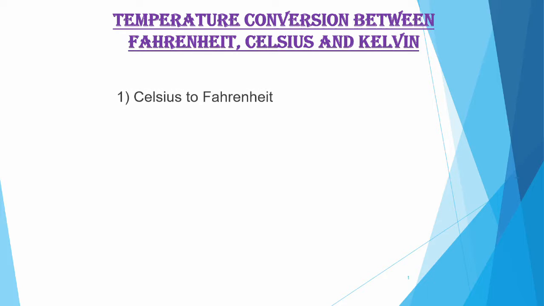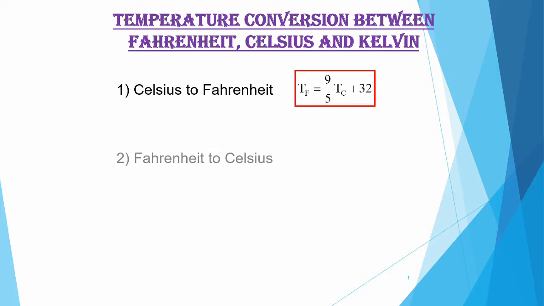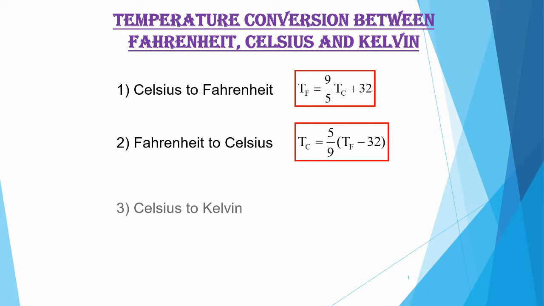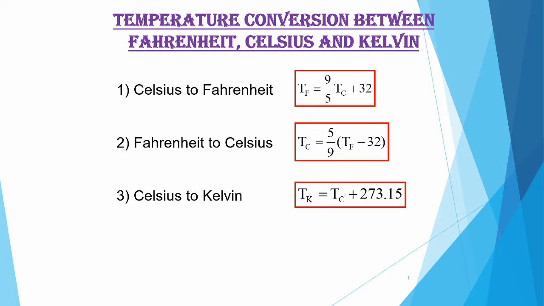Temperature conversion between Fahrenheit, Celsius and Kelvin. 1. Celsius to Fahrenheit: temperature in Fahrenheit, TF, equals 9/5 times temperature in Celsius, TC, plus 32. 2. Fahrenheit to Celsius: TC equals 5/9 times TF minus 32. 3. Celsius to Kelvin: temperature in Kelvin, TK, equals TC plus 273.15.